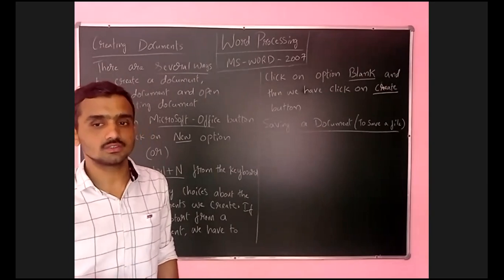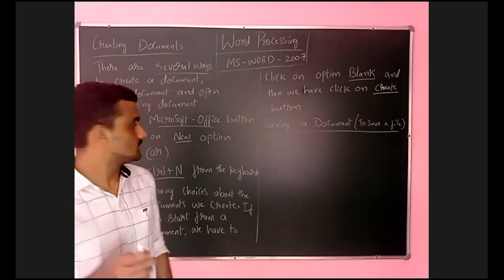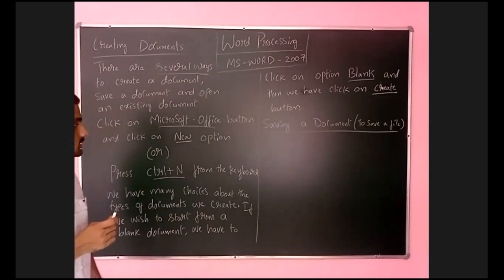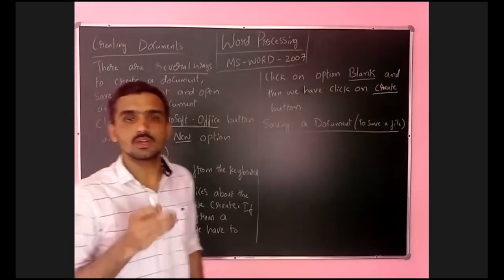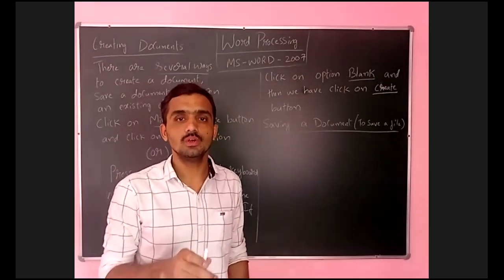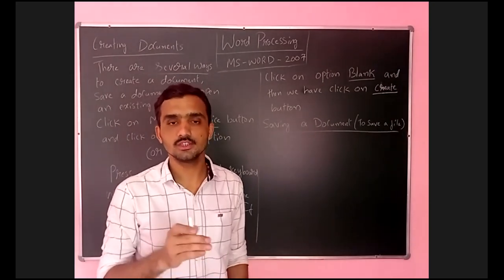So we have many ways, not only one way. So here we will see how to create the document. In two ways we can see here. First, we can click on the Microsoft Office button. As I said, it works similar to the File menu of Word 2003. That is most of the operations.